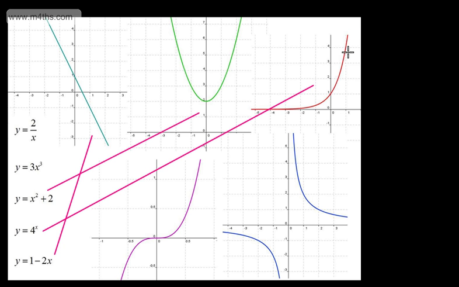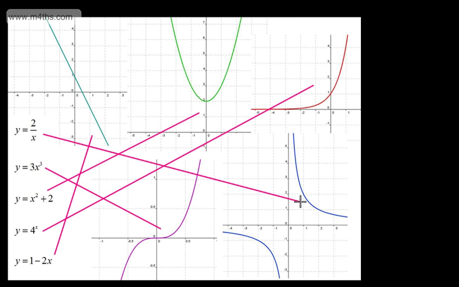If we now look at this one, this is a cubic equation. So we know we're going to have a cubic, so it's going to be to the power of 3. And this is y = 3x³. So the standard x³ curve has been transformed with a scale factor. Again, we will look at the scale factors when we come on to graph transformations.